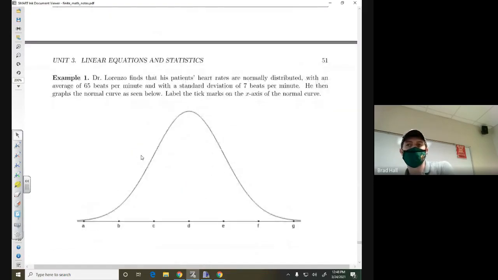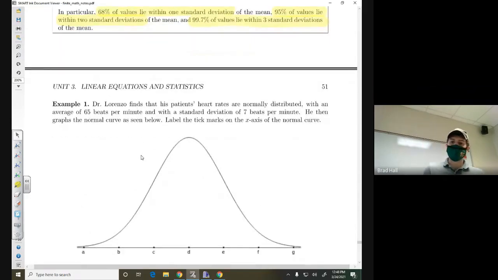Okay, so we're going to scroll down to example 1 here. There's a doctor who finds patients' heart rates are normally distributed and figures out some information regarding that. So he says that the average is 65. That's going to be helpful. Standard deviation is 7. So the ideas from the previous two sections also occur in this section. In fact, we need a mean and a standard deviation to even have a normal curve in essence. So everything is based off of the previous sections.